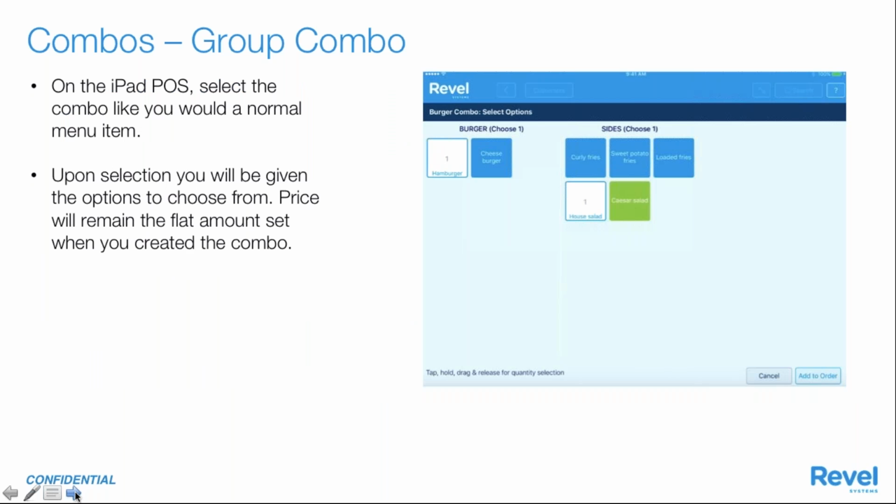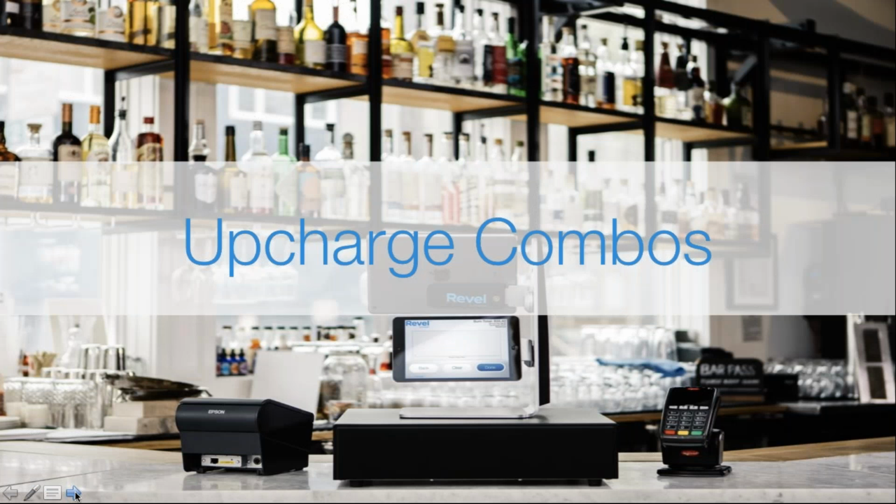When we look on the point of sale, you can select the combo items that you would like, how you typically would on a normal menu item. So in this example, you can see that I selected the hamburger and the house salad for my combo. And again, this is a static flat rate for the price. So regardless of which one I selected, it would all come out to the same price. So let's go ahead and move on to upcharge combos.